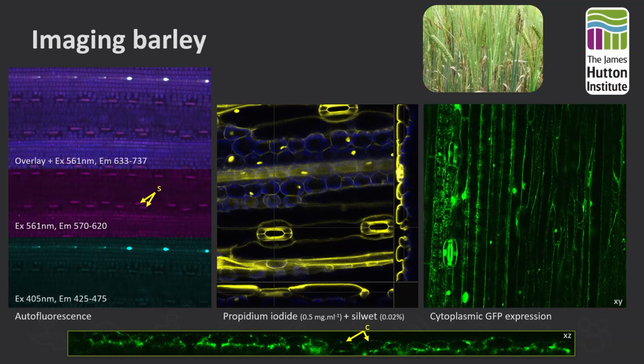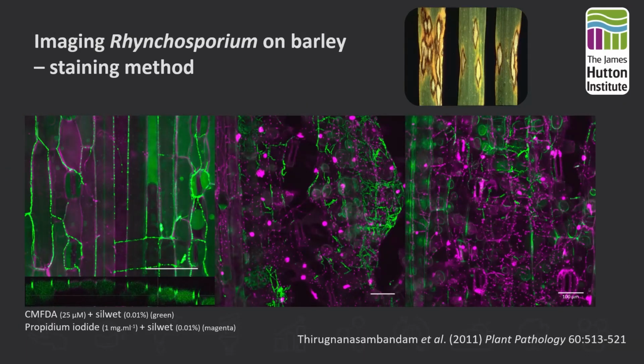Z sections. The reason I started imaging barley was to investigate the infection process of this fungal pathogen, Rhynchosporium. This causes a disease called leaf blotch or scald and can lead to a reduction in yield of up to 40%. I stained both the barley and fungal cells with carboxymethylfluorescein diacetate.